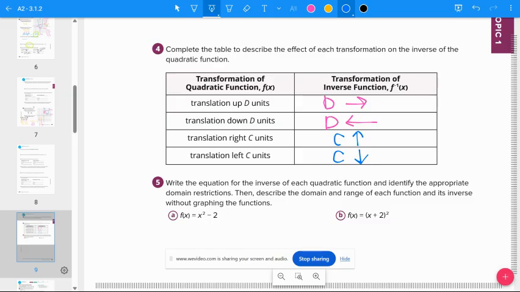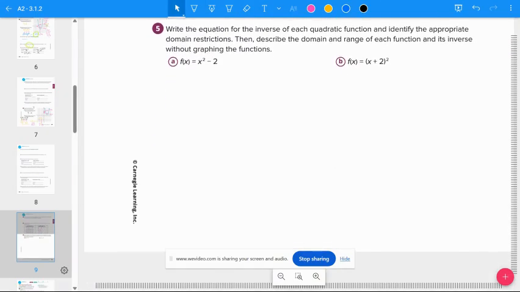This next one I want you to do on your own. So pause the video and try number 5 on your own. It says write the equation for the inverse of each quadratic function and identify the appropriate domain restrictions. So we see here that we actually have to go -2 down, right? -2 down. So the inverse of down would mean that we're moving to the left. So in our answer, we should end up with a +2 because we should be moving left.